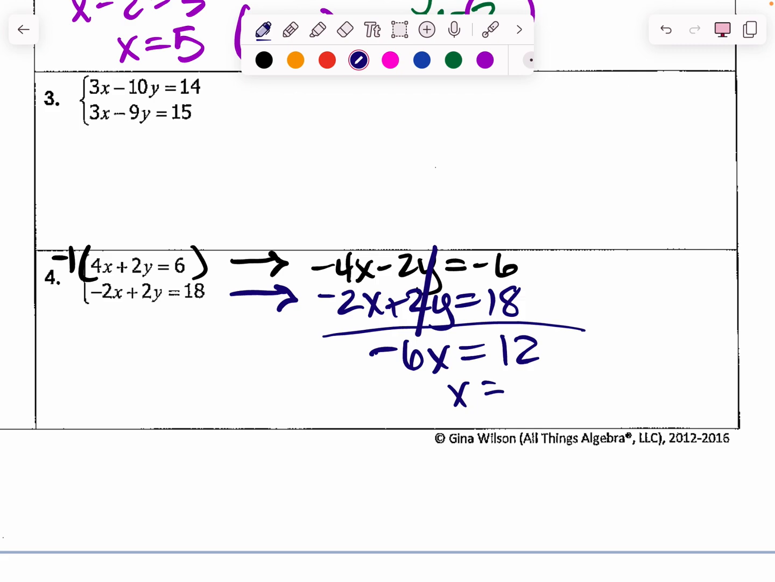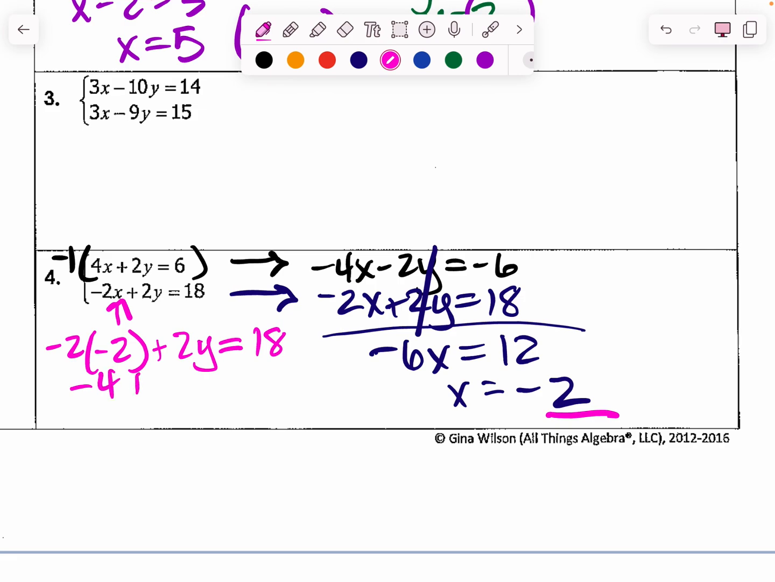Okay, 2 more like this. Let's go down to number 10. 3x minus 4y equals -10. 3x minus 4y equals -13. Which equation do you want to manipulate? Top. So we're going to multiply it all by -1. -3x plus 4y equals 10. And then the bottom is 3x minus 4y equals -13.